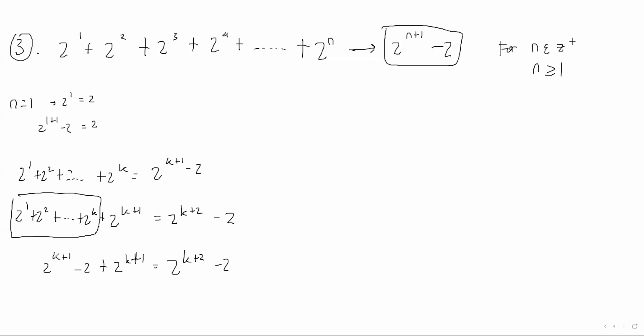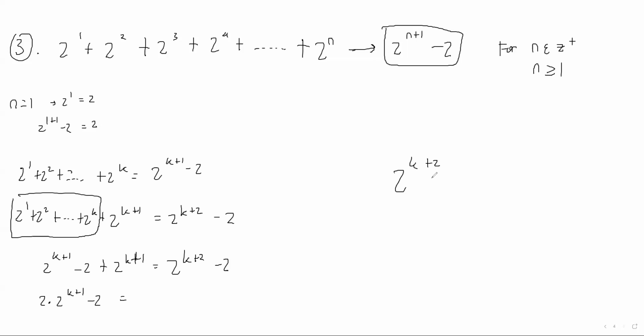Well, as you can see here on the left side, we have 2 to the power of k plus 1, and we also have another 2 to the power of k plus 1. So we have two of them. That means we can add them together, right? Because it's the same base, same power. So we get 2 multiplied by 2 to the power of k plus 1, minus 2. That's on the left side. What about on the right side? Well, 2 to the power of k plus 2. So what can we do in this case?